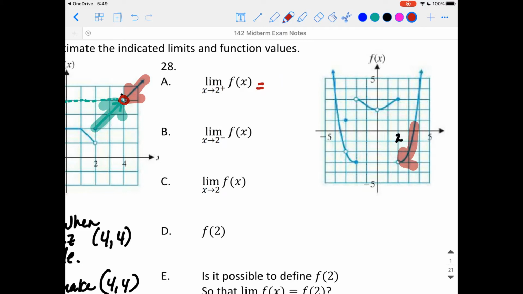Okay, so coming from the right-hand side, from the positive side, what is the y value? Well, the y value is -3 right here. That's the y value of the point that I'm headed towards. This one right here. It's -3.